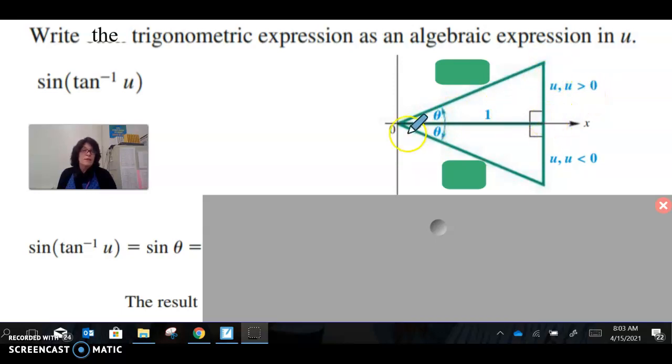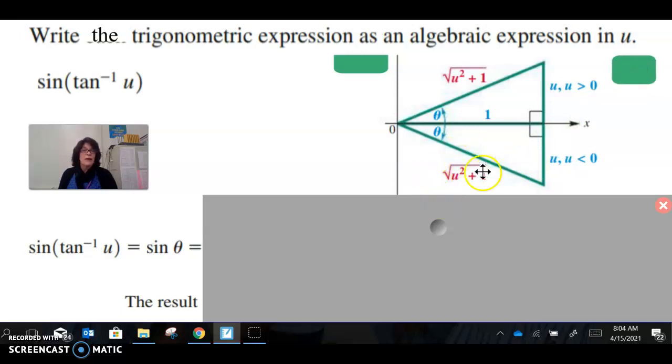I let the opposite be u, adjacent be 1. And then I did the Pythagorean theorem. 1 squared plus u squared equals the hypotenuse squared. So my hypotenuse has to be square root of u squared plus 1. And if u happens to be negative, it doesn't really matter. I still get square root of u squared plus 1 because the distance will be the same.